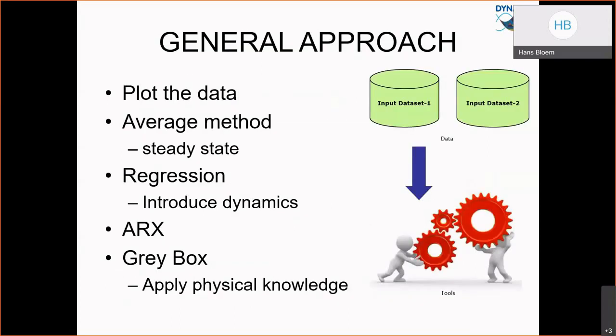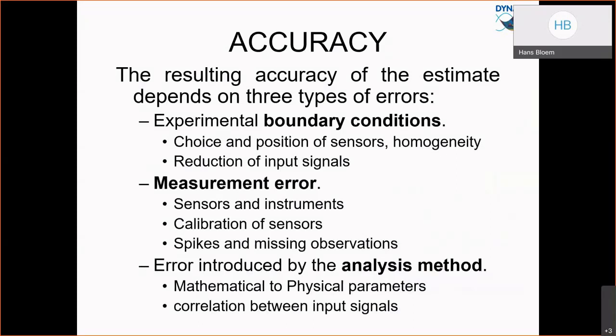General approach, I've said it already before, because I'm running out of time, and I would like to give my colleague the time as well. I'm almost at the end of my presentation, but there are more slides available on the accuracy, on measurement. You will find this later on our website, the whole presentation.